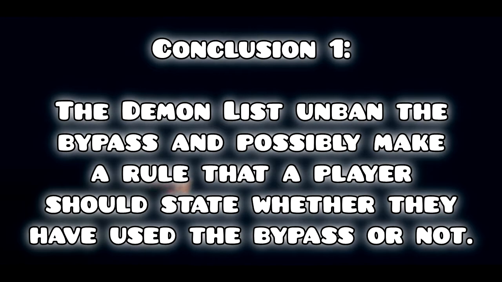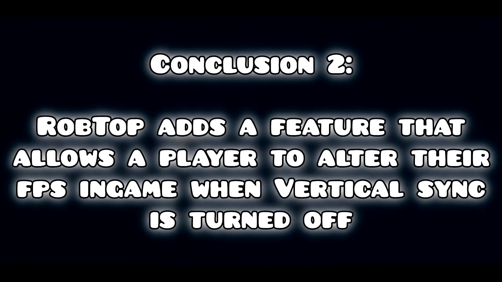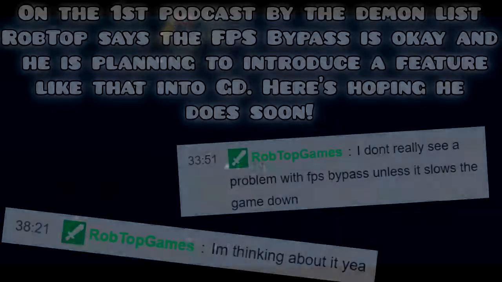There are two good conclusions that could come out of this to end the debate. The first conclusion is the demon list unbans the FPS bypass and people can happily use it. I think this would be best for now, as long as people state that they've used the FPS bypass or not, and it would make complete and logical sense. Conclusion 2 is that RobTop makes a feature in a future update or patch where we can have our FPS unlocked whenever we turn VSync off, and we can cap it at any frame rate of our choice.